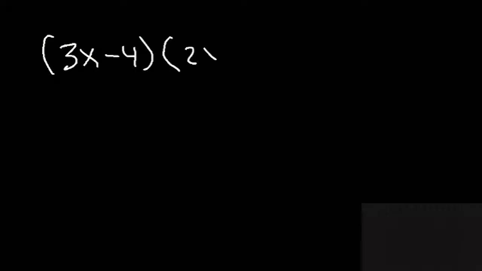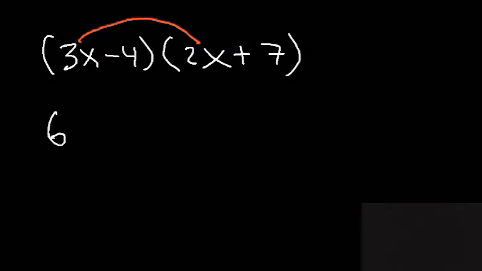Now let's multiply a binomial by another binomial. So what's 3x minus 4 times 2x plus 7? What we need to do here is something called FOIL. We need to FOIL these two expressions. What's 3x times 2x? 3 times 2 is 6, and x times x is x squared. Keep in mind, this is x to the first power. 1 plus 1 is 2.